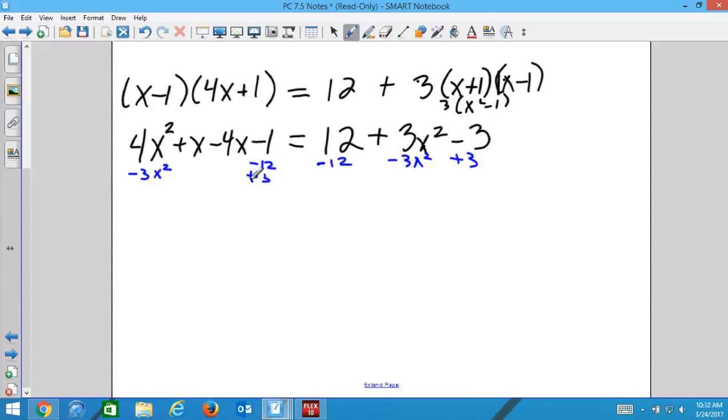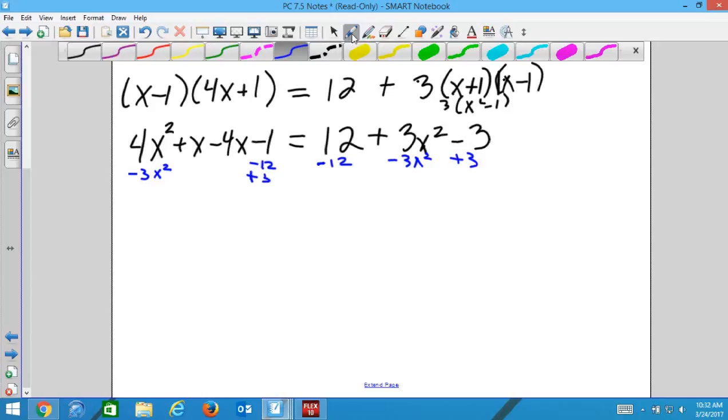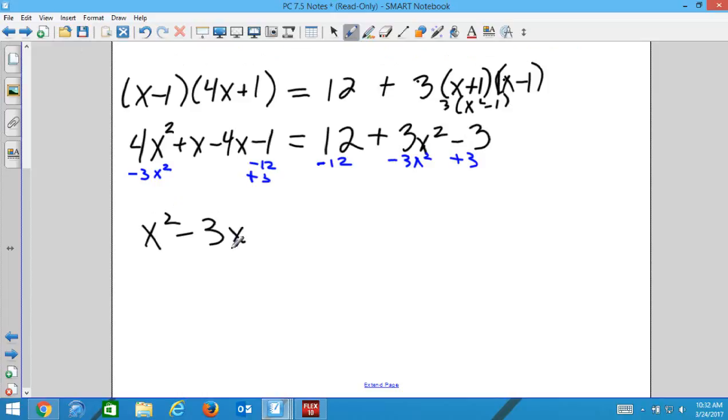It should be negative 3x, right? What? 4x squared minus 3x. Oh yeah, I just haven't simplified it. Oh, okay. I'm doing it right now. Sorry. You could have simplified sooner.